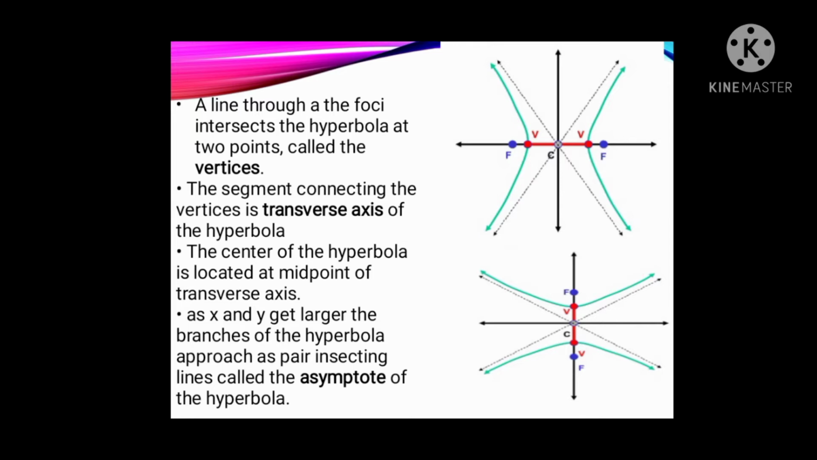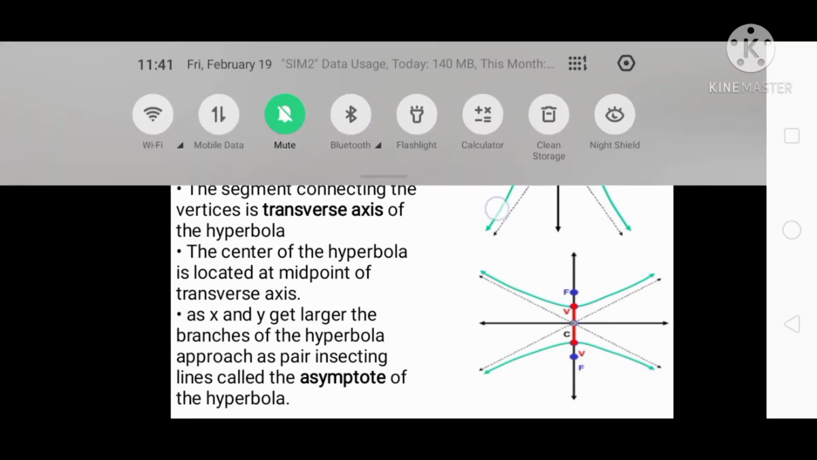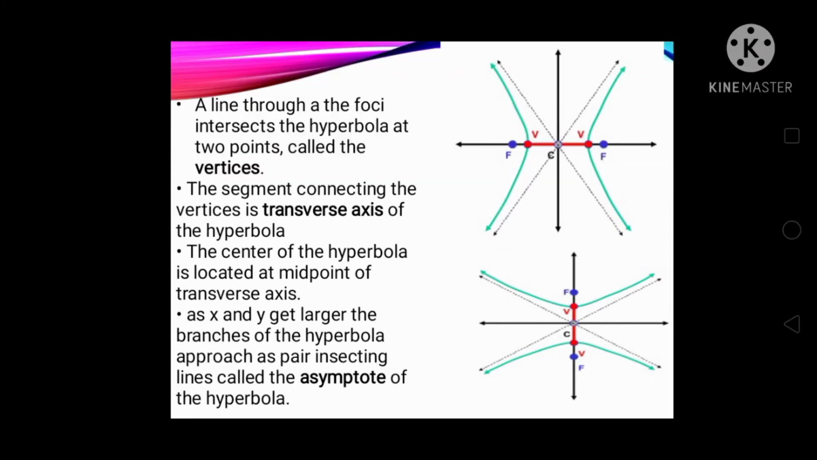The segment connecting the vertices is the transverse axis of the hyperbola. So this green one is the transverse axis. The center of the hyperbola is located at the midpoint of the transverse axis. So this C is the center of the hyperbola.